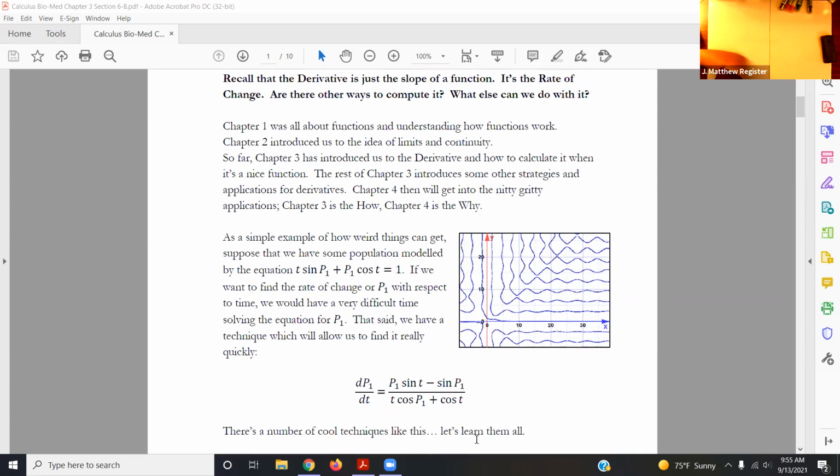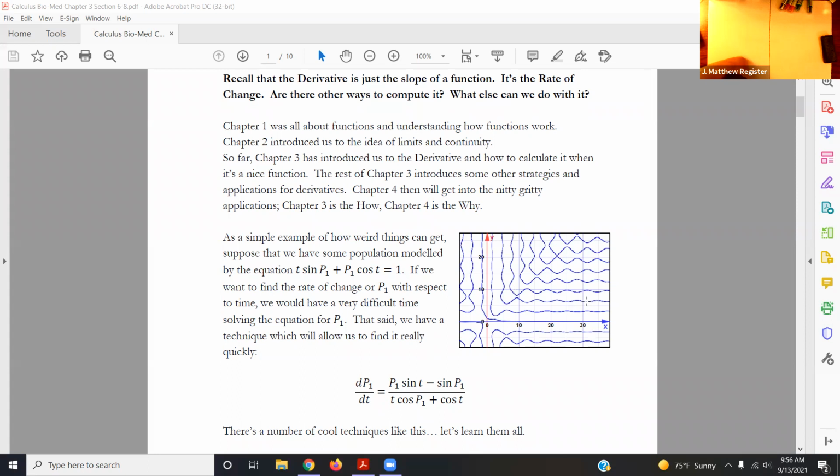And here's an example. Suppose that you have something which is weird. And for those who are going into biology and medicine, sometimes biology and medicine can get weird. And so here's an example of a graph. This is the graph of t sine of pi t plus pi cosine of t equals 1. It is not a function, but it is an equation, and it is something which you could see. This is the type of system which you will encounter in the real world.